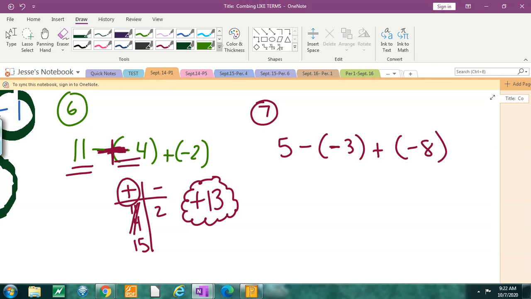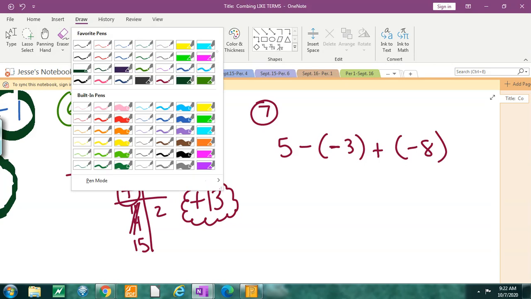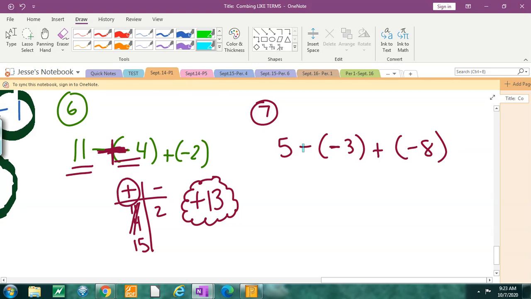So here we go. I look for the negative negative. That's the only one that you got to worry about. The negative negative is right here. Negative times a negative is a positive. What about positive -8? Leave it alone. Don't touch it. So I'm going to rewrite it. 5 plus 3 plus a -8.